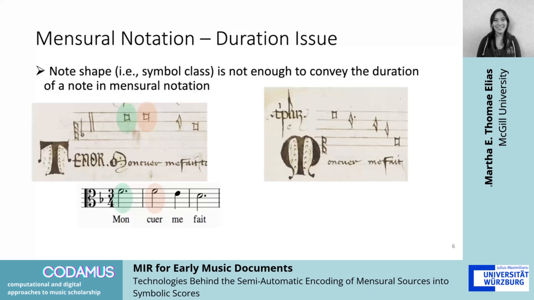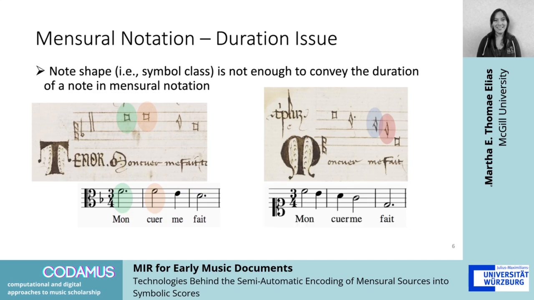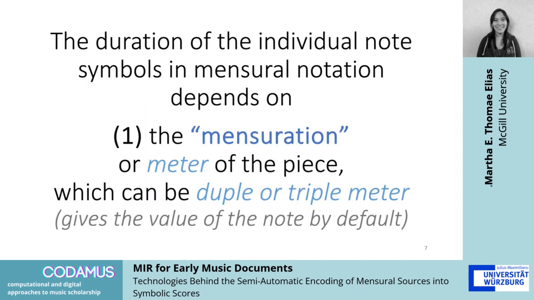Another example here with these two semibreves, which are those diamond shapes over there. The first one has a regular quarter note value, but the following one is twice as long. It's a half note. So what is going on? In mensural notation, the duration depends on two factors. The first one is what we call a mensuration, which is basically the meter of the piece, which can be duple meter or triple meter.